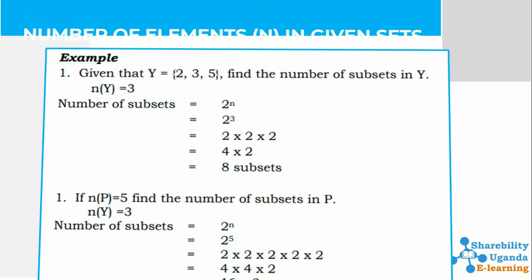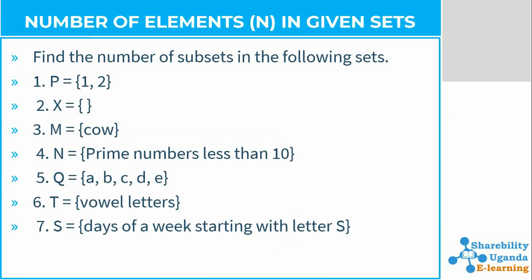So we are able to discuss a variety, but our main purpose today is to look at these questions and how these questions are always set. Are there different tricks? So we are going to start one by one until we complete them. Let's get started. Our question here says: find the number of subsets in the following sets. That means we are going to find the number of subsets when we have been given different sets.